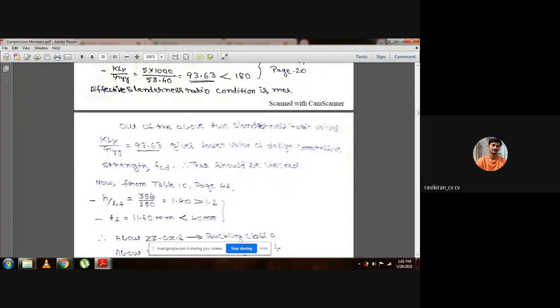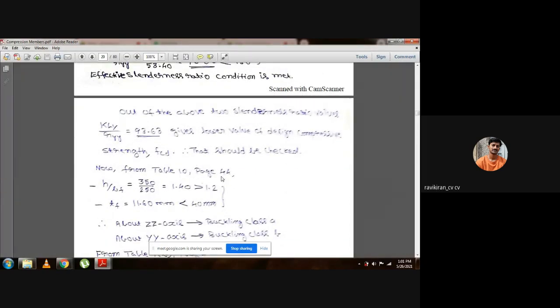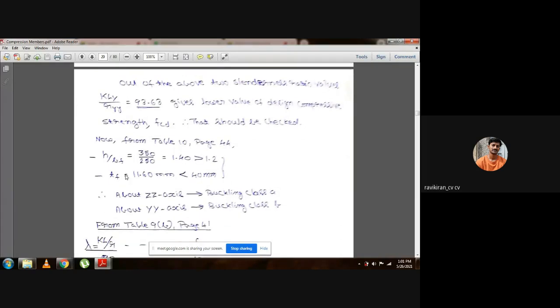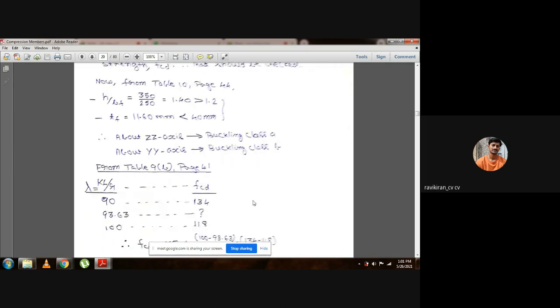With this, from Table 10 on page 44, if you go through, the height to breadth of the flange ratio, and thickness of the flange is 11.6. If you open Table 10, you will understand this one. Buckling about the ZZ axis comes under buckling class A. Same way, about the YY axis comes under buckling class B. So now open the buckling class A related table, that is Table 9B from page 41 in IS 800.